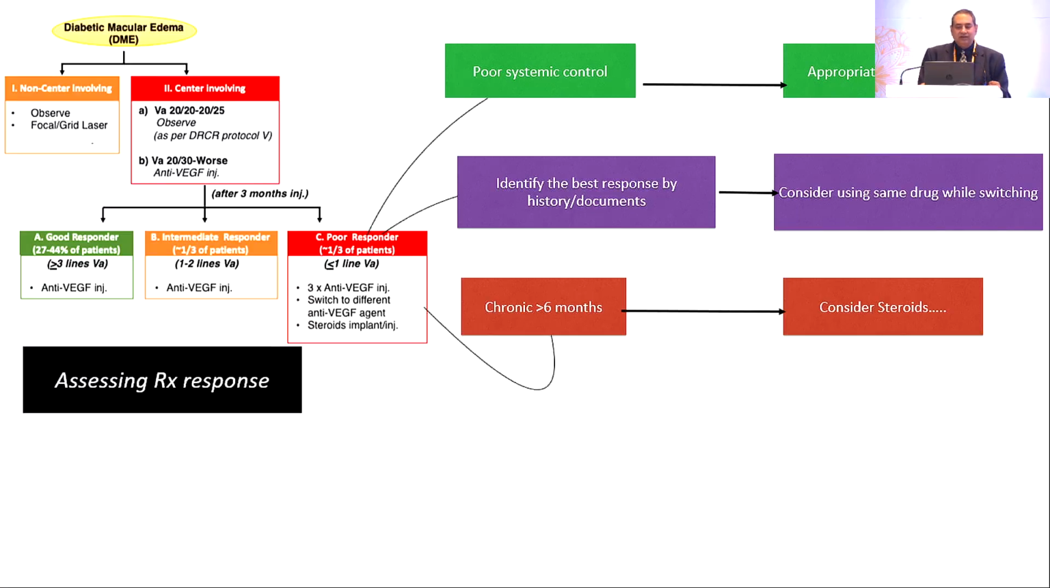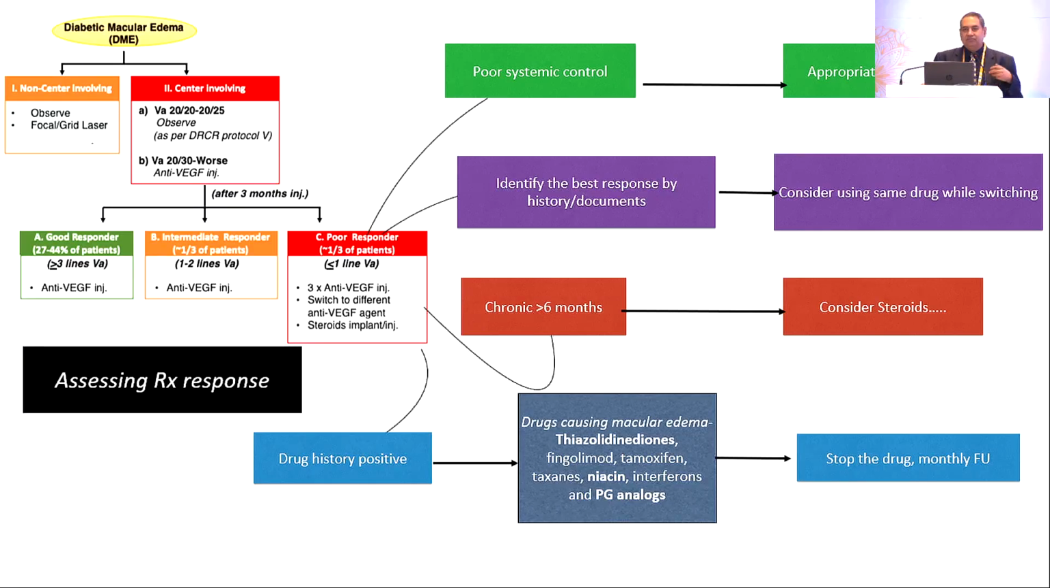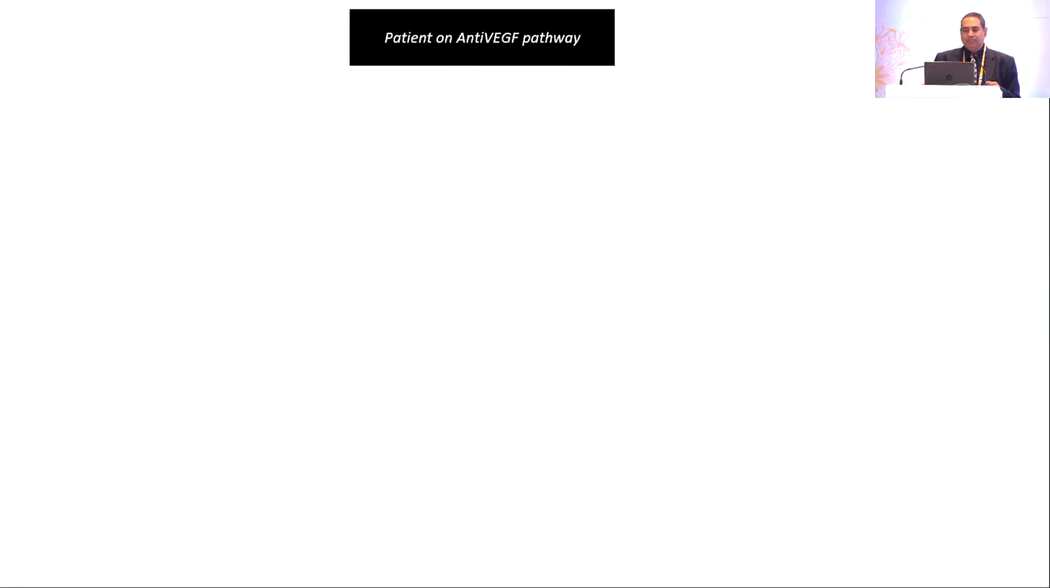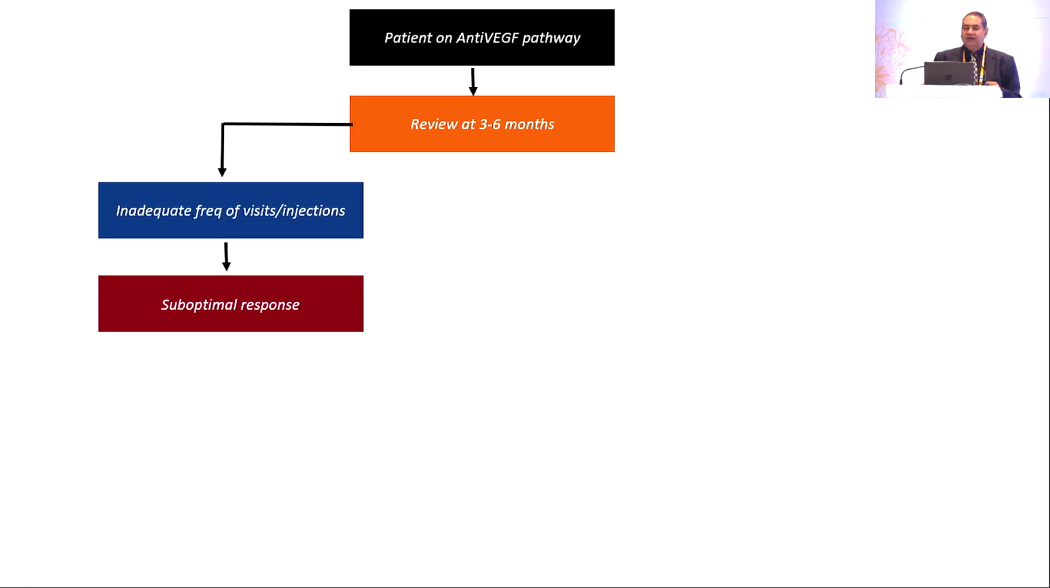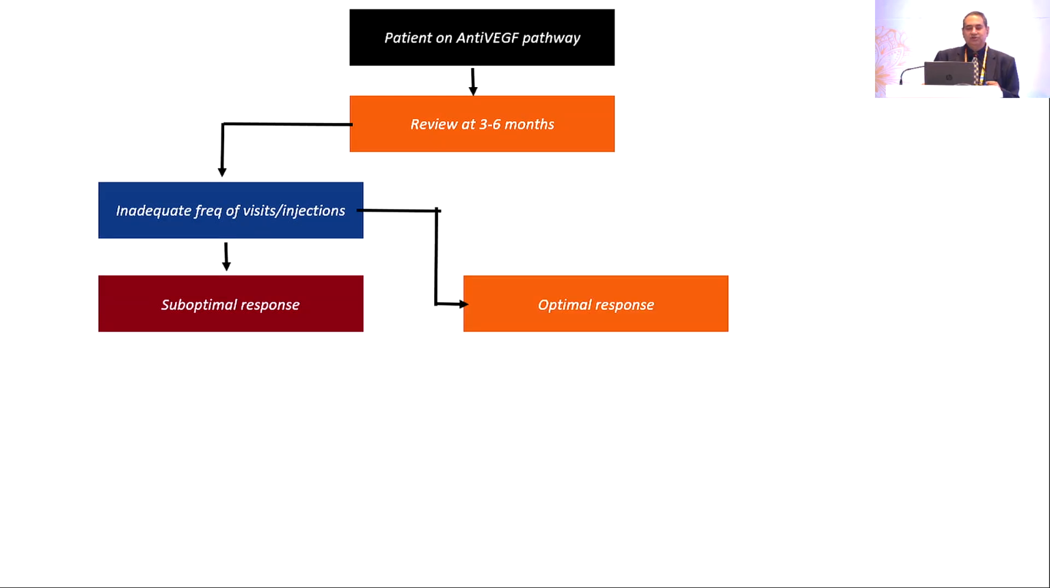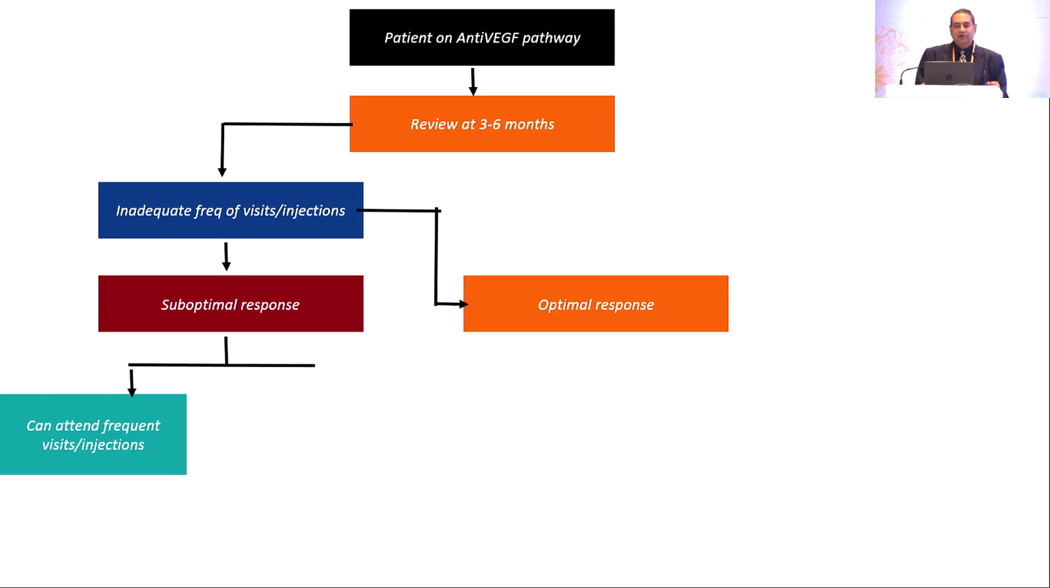If it's a chronic edema of more than 6 months, you can consider steroids. And if on history you find some of the drugs which can cause macular edema, you better stop those drugs and just follow up. Macular edema can go. So if a patient is on anti-VEGF and you are reviewing after some time, and there is inadequate frequency of injections or visits, you get a suboptimal response. If so, you can encourage more frequent visits and injections.